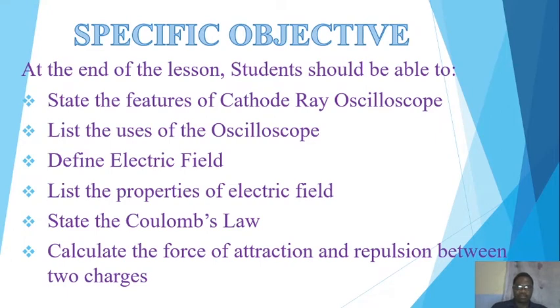Specific objectives. At the end of the lesson, you should be able to state the features of the cathode ray oscilloscope, list the uses of the oscilloscope, then define the electric field, list the properties of electric field, state Coulomb's law, then calculate the force of attraction and repulsion between two charges.